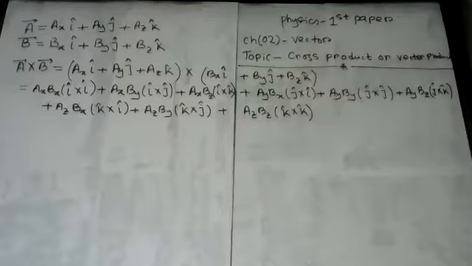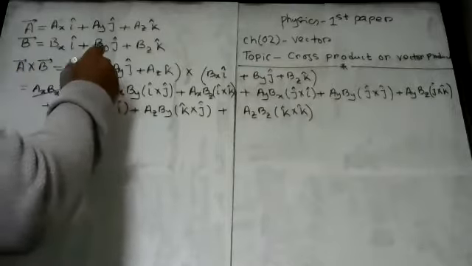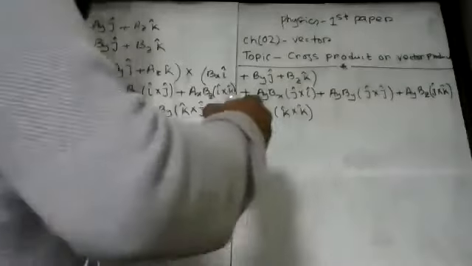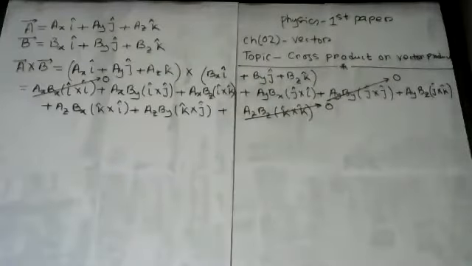Now, from my last class, you know that i hat cross i hat equals 0, j hat cross j hat equals 0, and k hat cross k hat equals 0. If you apply this concept here, then the first term equals 0, this middle term equals 0, and the last term equals 0. These terms will all equal 0.